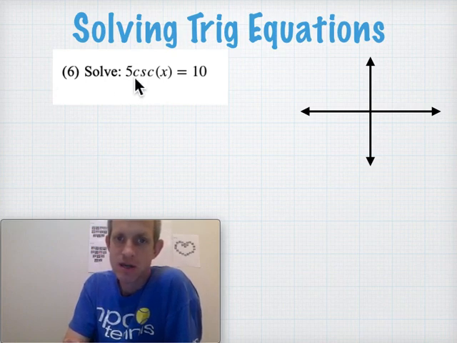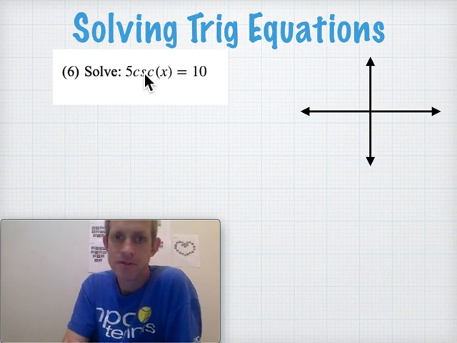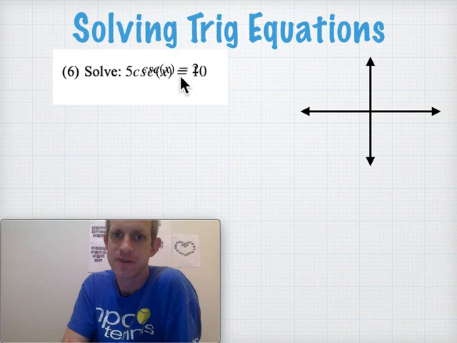All right, one last example for you. This is a cosecant problem. Okay. Well, the first step is going to be the same. I want to get the trig alone. So I don't like that 5 in front of it. Let me divide both sides by 5. And that gives me cosecant of x equals 2.